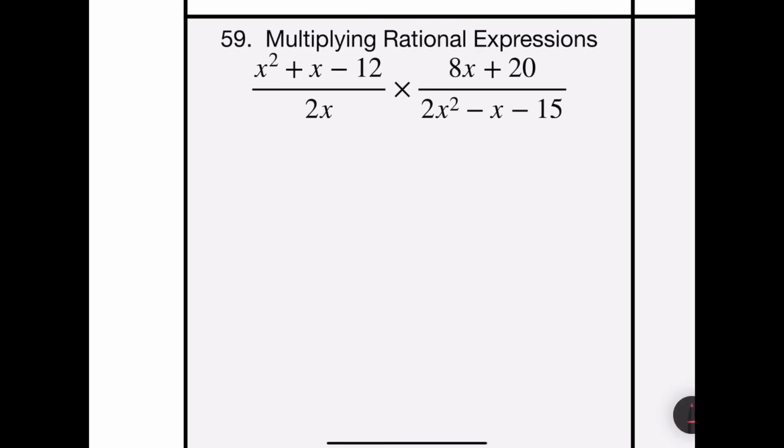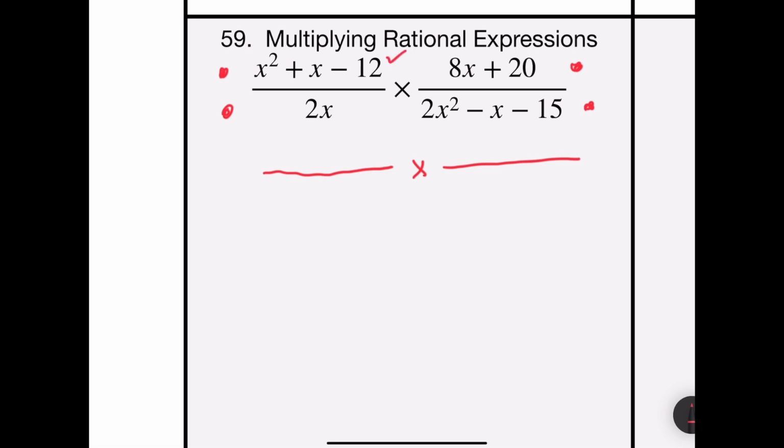Problem number 59 is multiplying rational expressions. It says x squared plus x minus 12 over 2x times 8x plus 20 over 2x squared minus x minus 15. So there's a lot of different skills that go into this problem, but we're going to see if we can look at it piece by piece and block it out. So I have to look at each of the 4 sections of this problem and see if that expression is factorable. I like to block out what's about to happen, so I'm going to have fraction bar times fraction bar.